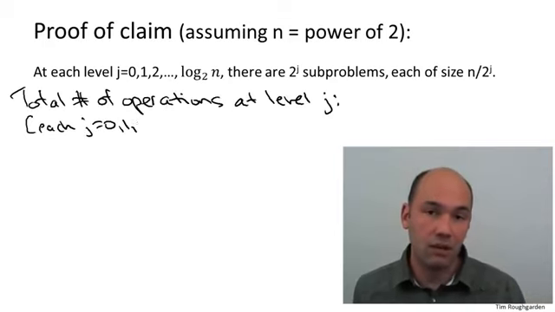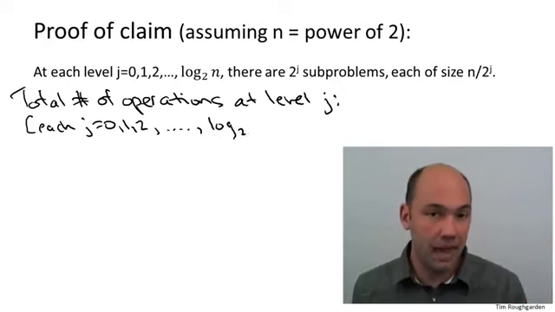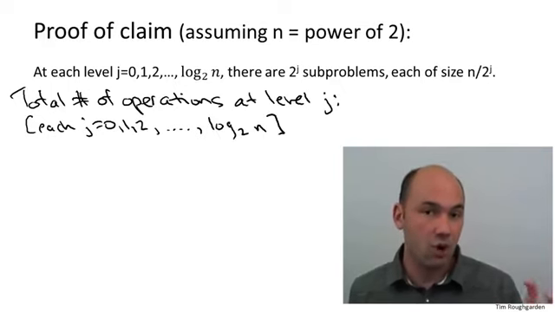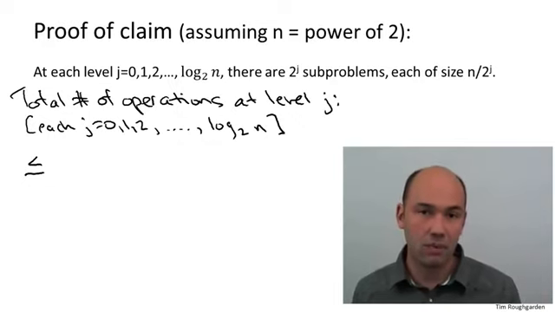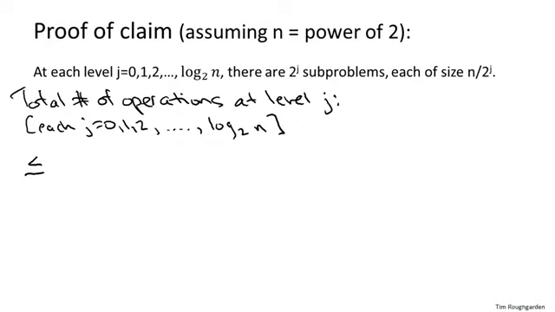So let's fix a level j. We know how many subproblems there are, 2 to the j. We know the size of each subproblem, n over 2 to the j, and we know how much work merge needs on such an input. We just multiply by 6, and then we just multiply it out, and we get the amount of work done at a level j. Okay, at all of the level j subproblems. So here it is in more detail.